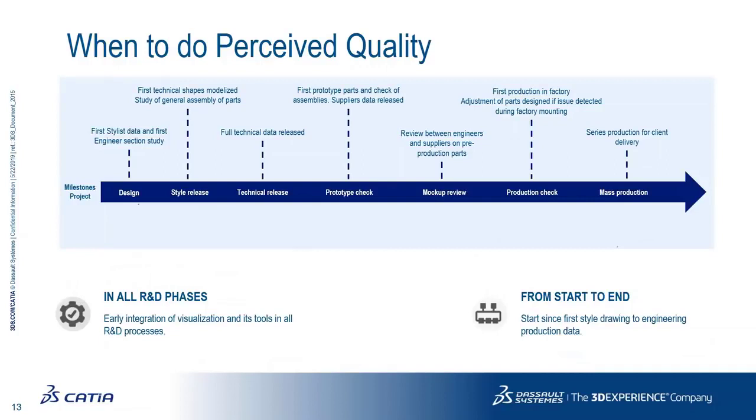When do we want to do the perceived quality? Basically in all R&D phases. And we want to do it from the start to the end. So basically you start with the design, going through the engineering part and have a technical release. Then you start to do the first prototype for the whole assembly, or at least also for single parts. You mock them up as the full product is finished.